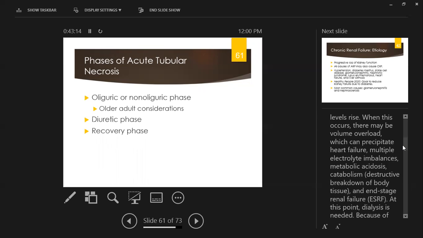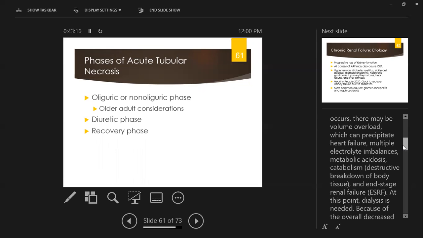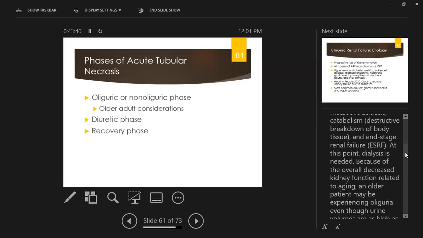We'll see BUN and creat levels rise, and when this occurs, there may be some fluid volume overload, which can precipitate heart failure as we put a lot of fluid right in circulation. Also, we may see multiple electrolyte imbalances through dilutional, things like hyponatremia. We may have metabolic acidosis or catabolism, or the breakdown of body tissues, and then eventually end-stage renal failure. At this point, dialysis would obviously be needed because the kidneys are not working.